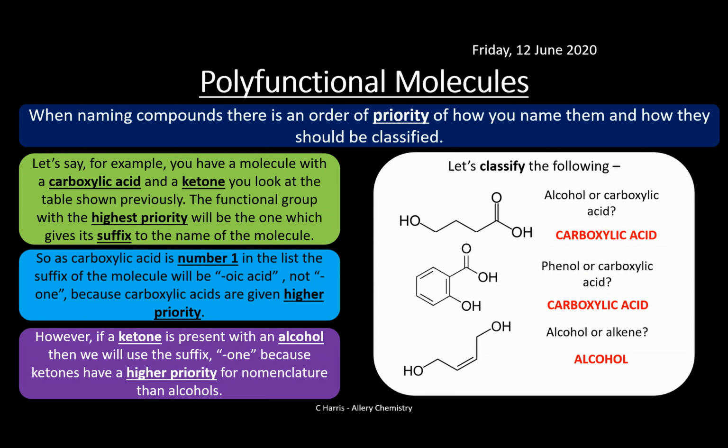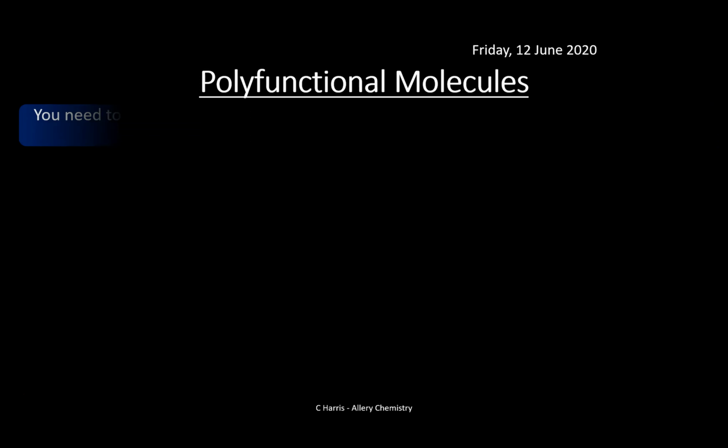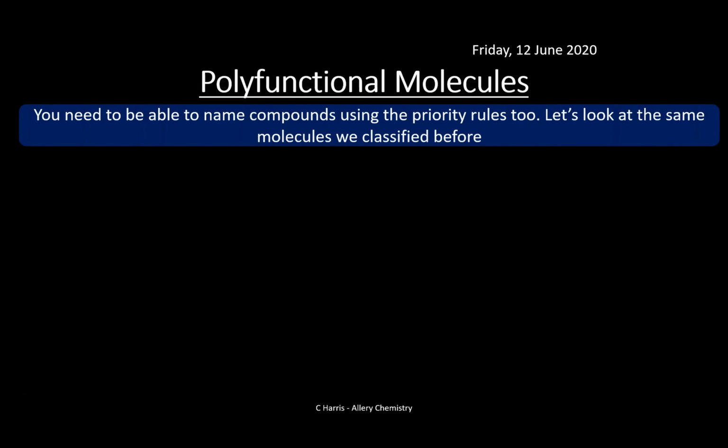It's about trying to find out, what is this chemical? What's the root of the chemical? And then whatever else is in there are just branches, they're subgroups, so to speak. So it's about trying to identify that. Okay, so you need to be able to name compounds using the priority rules, as we've seen before.